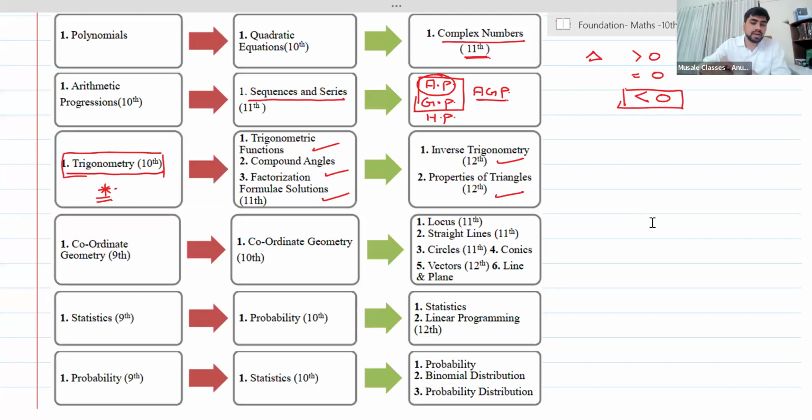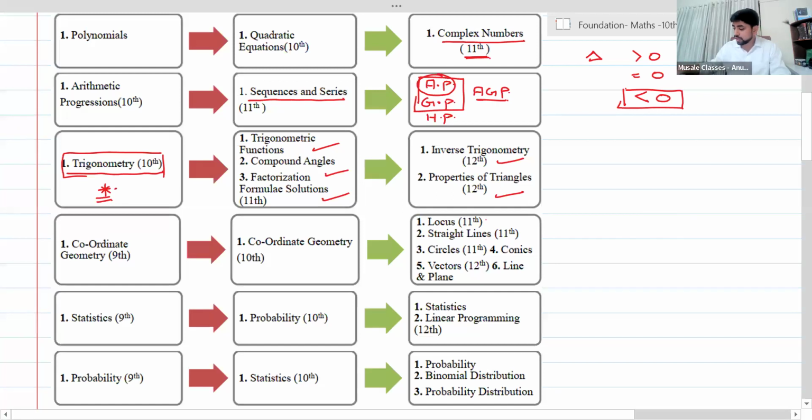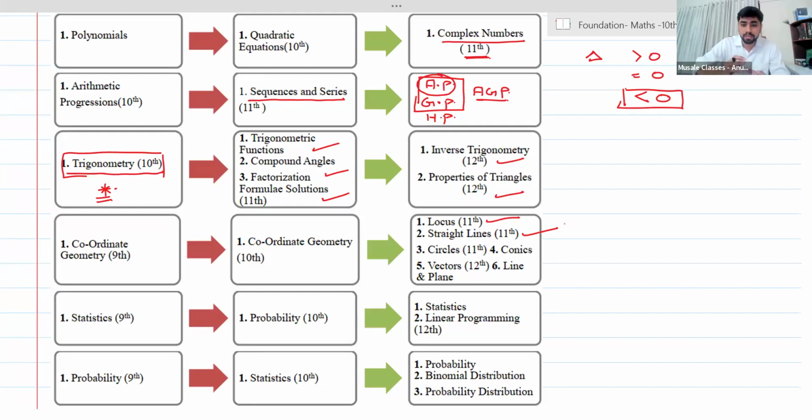lot that we're going to study in 11th and 12th standard. There's a separate unit in 11th and 12th standard, which is called coordinate geometry. In that, the first chapter that we're going to study is locus. The second chapter that we study is straight lines, another very important chapter from JEE point of view. Straight lines, a very important chapter.